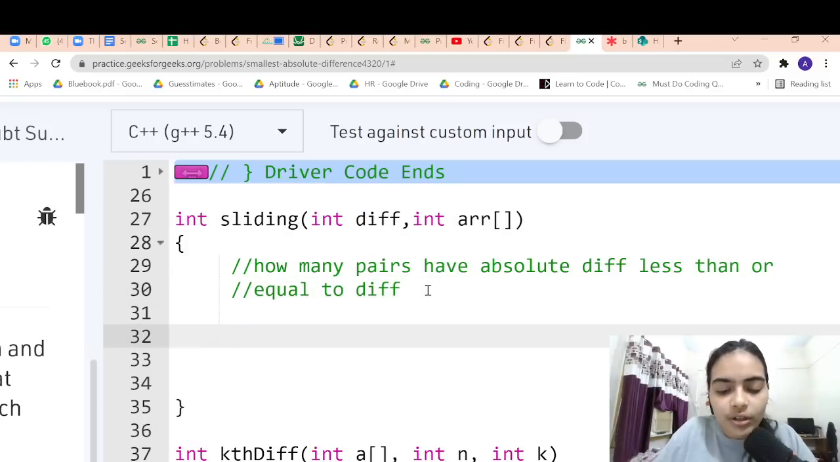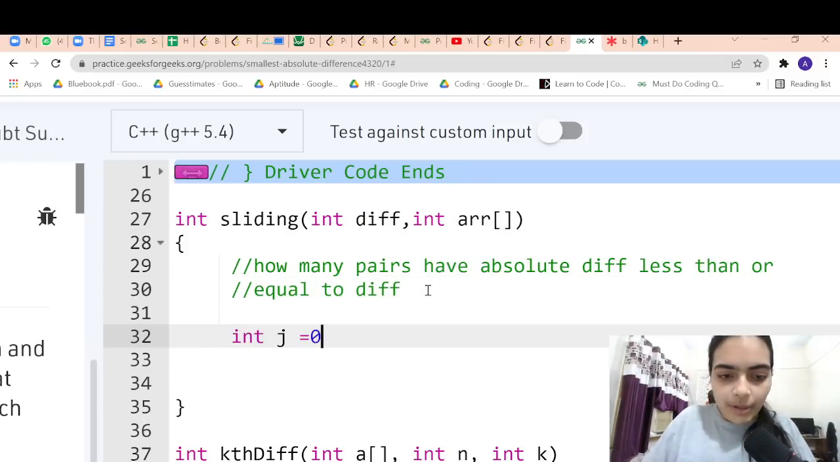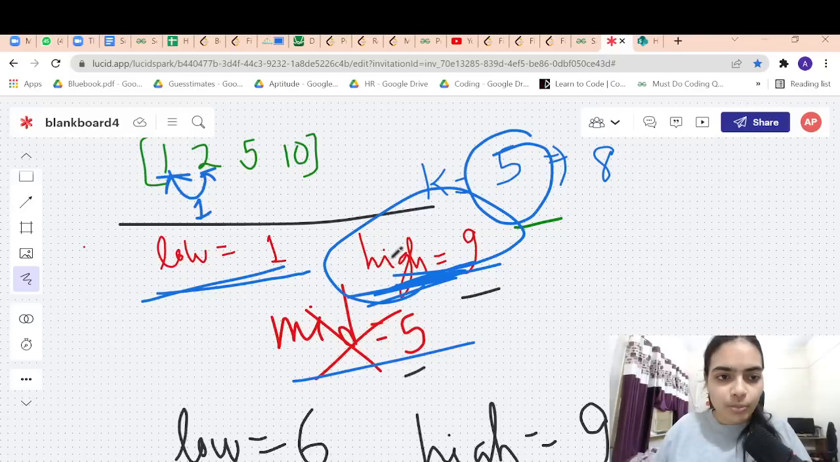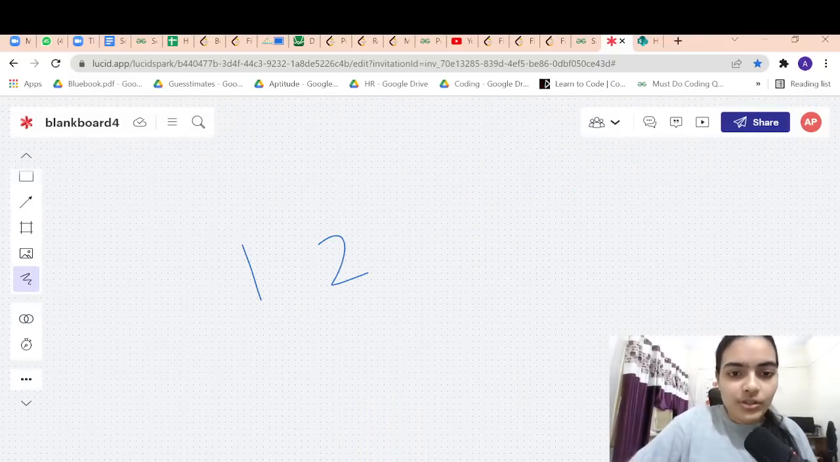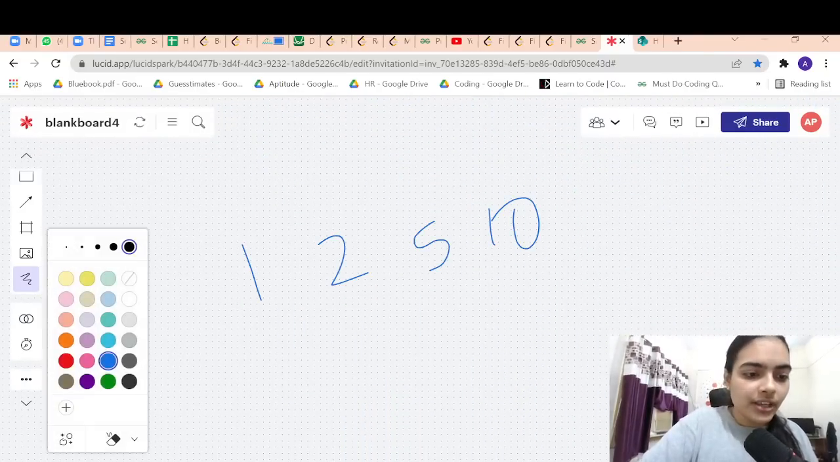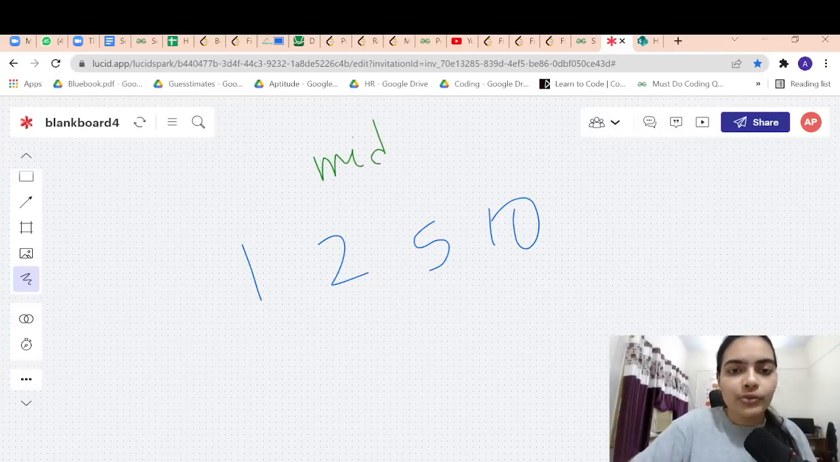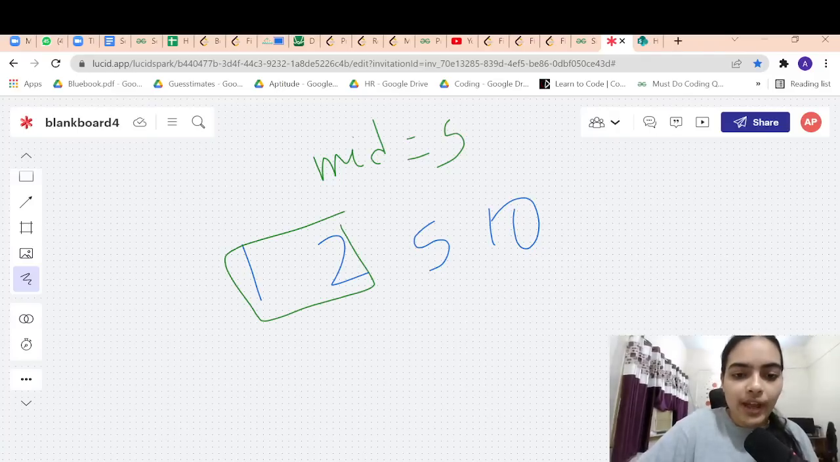So how can we code it? We are doing a very simple thing. We are keeping 2 pointers. We are using the 2 pointer algorithm, right? Suppose you have to find how many pairs. Let's take for example mid equal to 5. What we did was take a sliding window. Where did we start the sliding window?